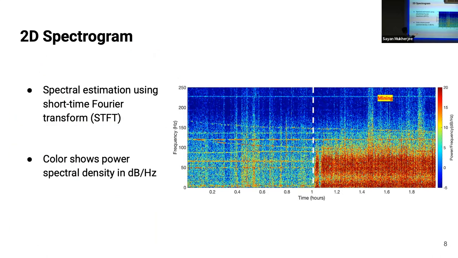This, by the way, is a 2D spectrogram. We're taking that slightly processed raw data and we're doing a short time Fourier transform to get this power spectral density, and this lets us easily see the mining phase.